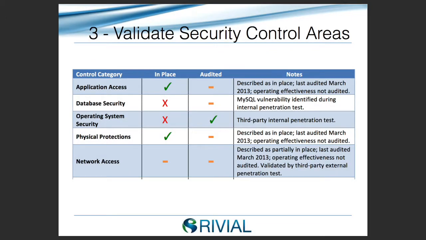Step 3 is validating that key control areas were tested and there were no findings for those key controls operated by the vendor or operated by their subservice organizations. At Rivial, we do dozens of vendor cybersecurity assessments every month.